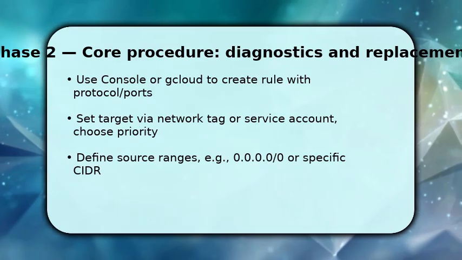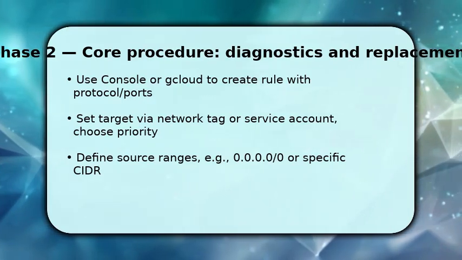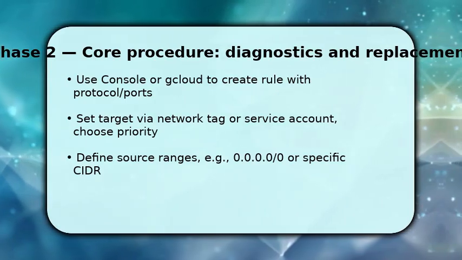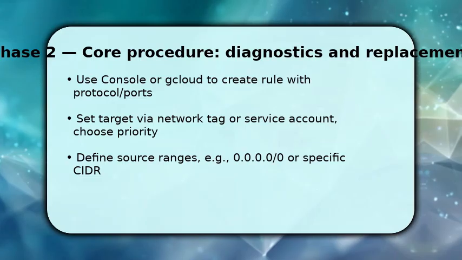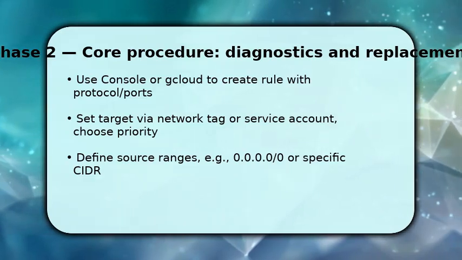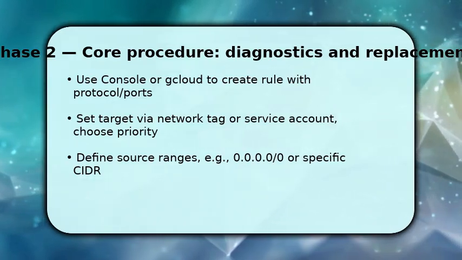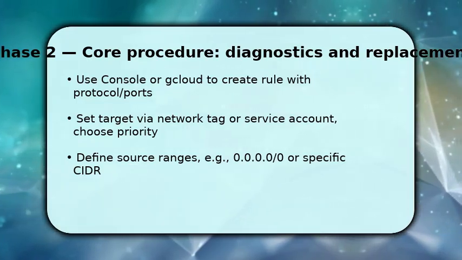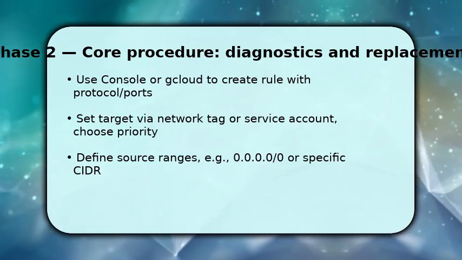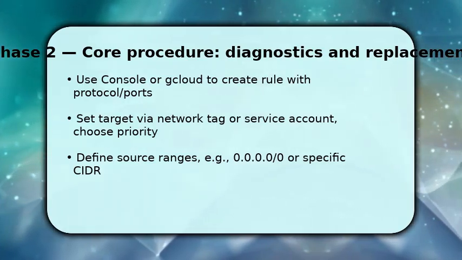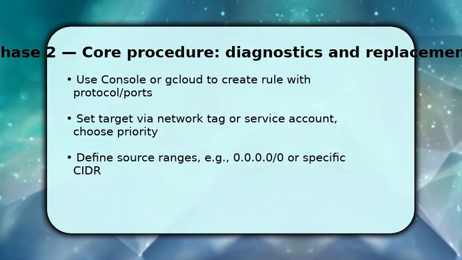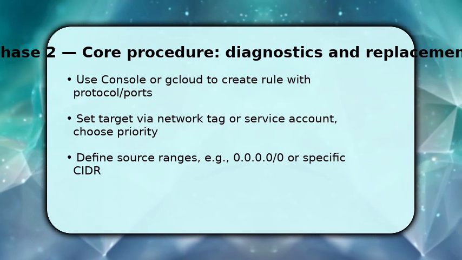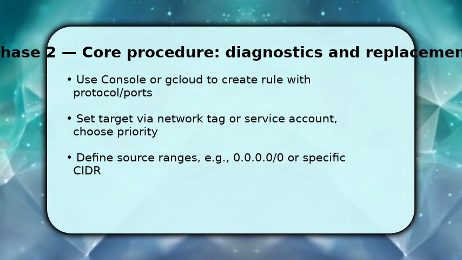In the console, click VPC Network, then Firewall Rules, then Create Rule, or run gcloud compute firewall-rules create my-rule --allow tcp:8080 --target-tags web-server --source-ranges 0.0.0.0/0. Once done, set the target using the VM's network tag so only tagged instances get access, and assign a priority if needed. Make sure the allowed protocols and ports match the service listening on the VM, and confirm the rule applies to the correct VPC network.